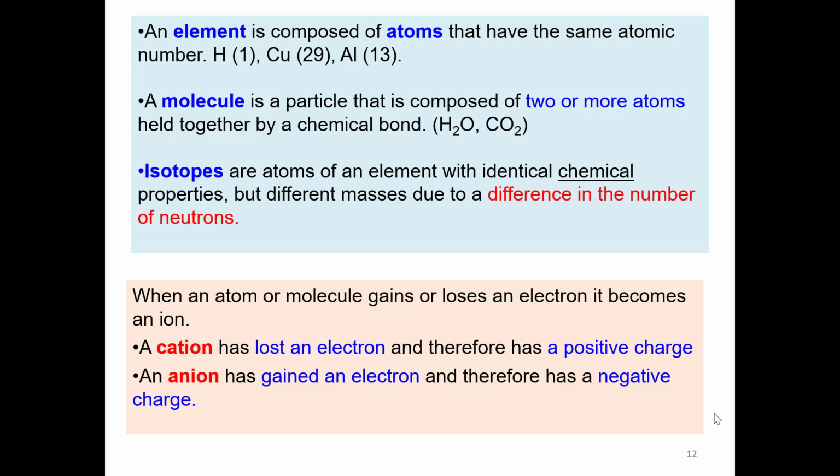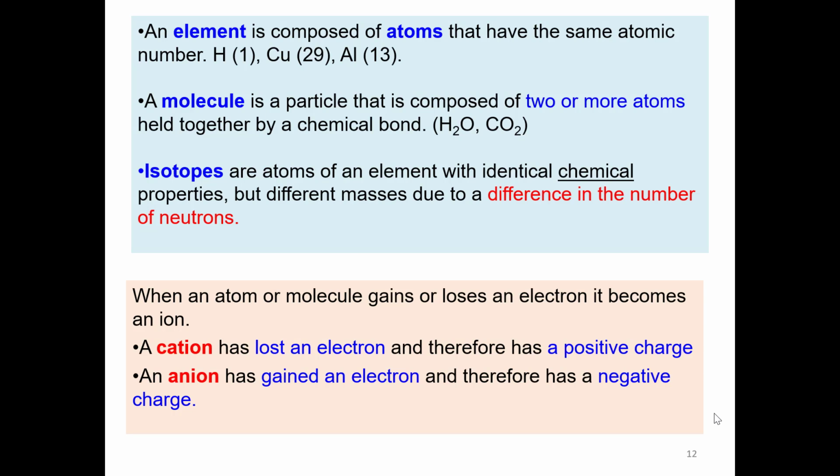Let's summarize what we learned today. First, an element is composed of atoms that have the same atomic number, meaning they have the same number of protons. For example, hydrogen will always have 1 proton, copper will have 29 protons, and aluminum will have 13 protons. If the number of protons changes, then we will have a different element. Second, a molecule is a particle that is composed of 2 or more atoms held together by a chemical bond. For example, we have water, or we have carbon dioxide.